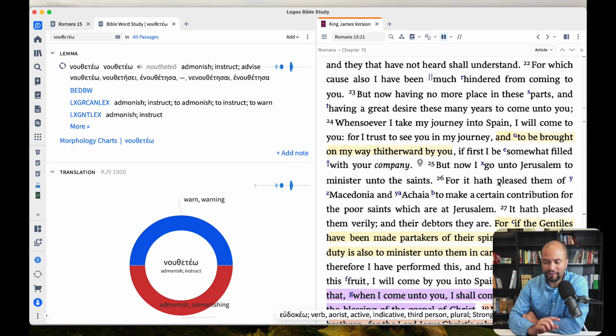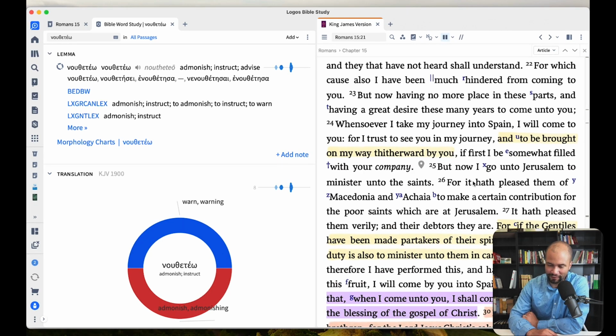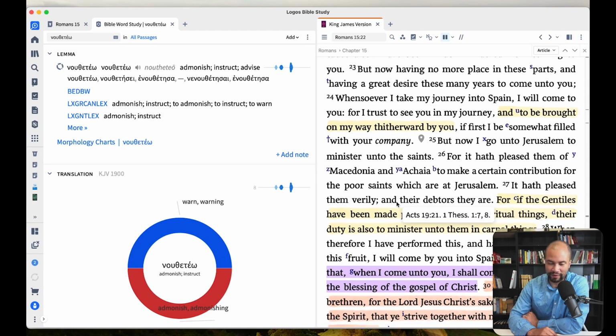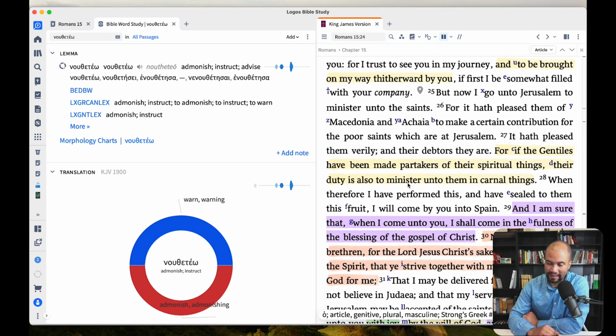He says, but now I go into Jerusalem to minister unto the saints, for it hath pleased them of Macedonia and Achaia to make certain contribution for the poor saints which are at Jerusalem. And it hath pleased them verily, and their debtors they are. For if the Gentiles have been made partakers of their spiritual things, their duty is also to minister unto them in carnal things.